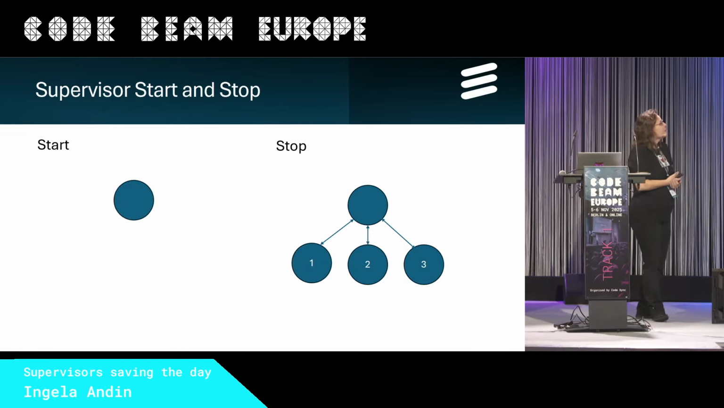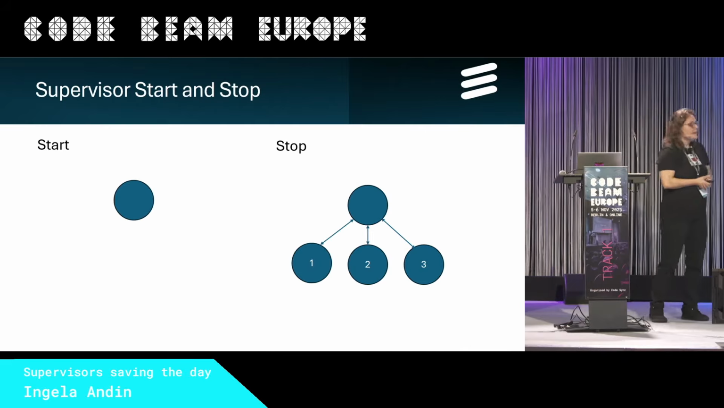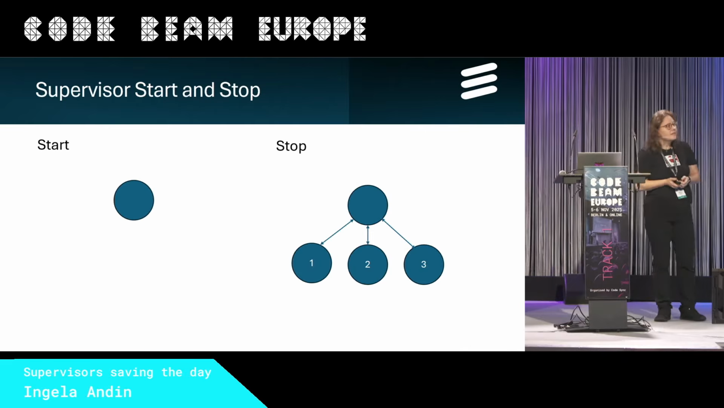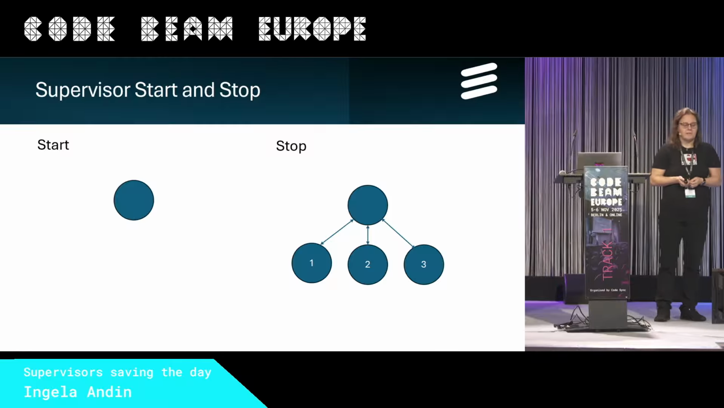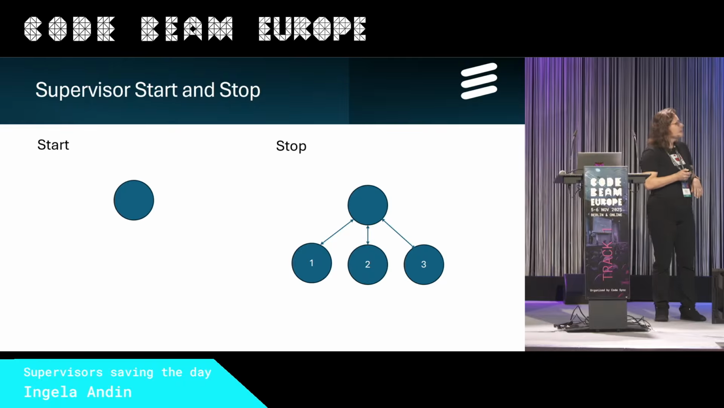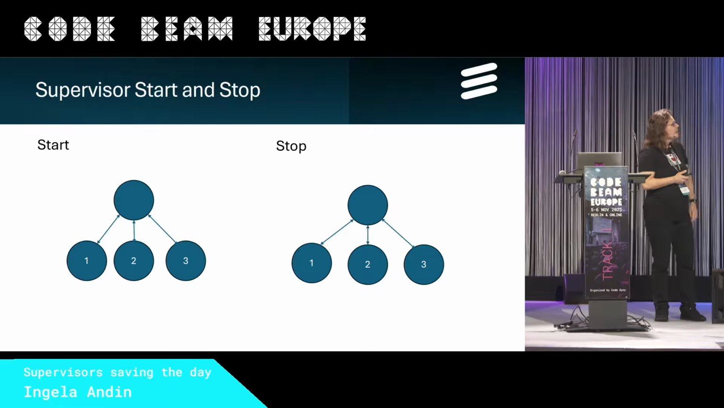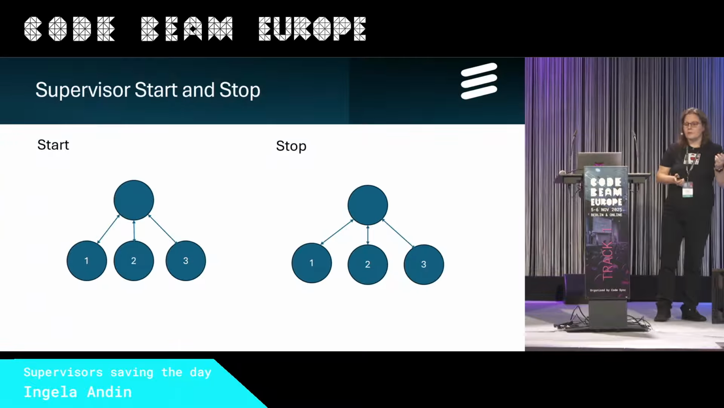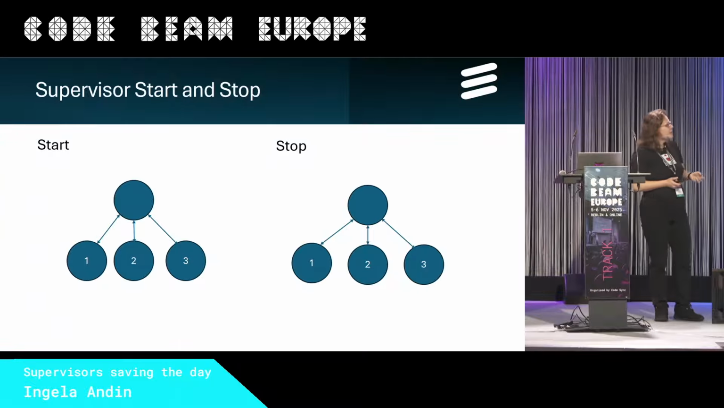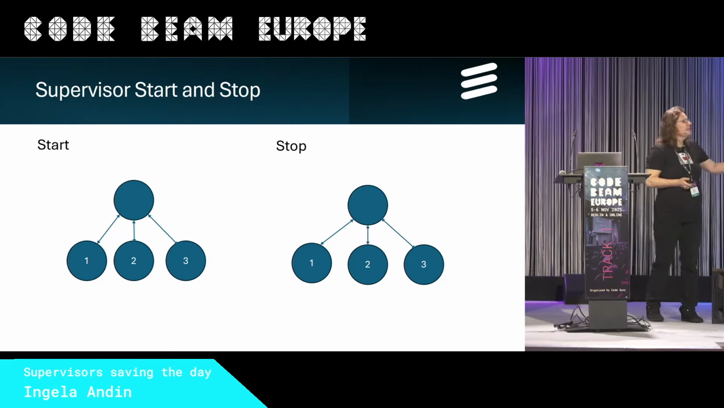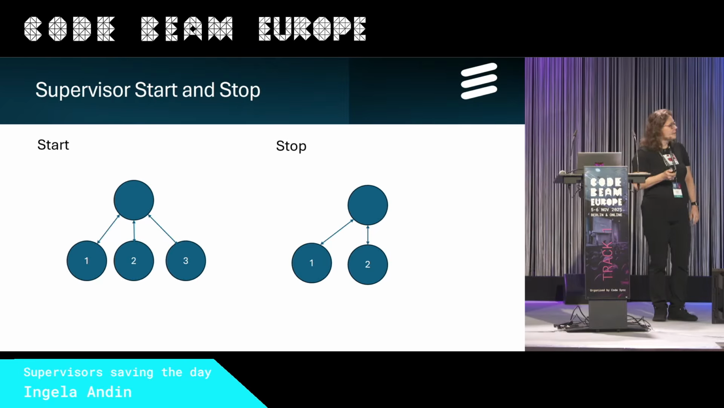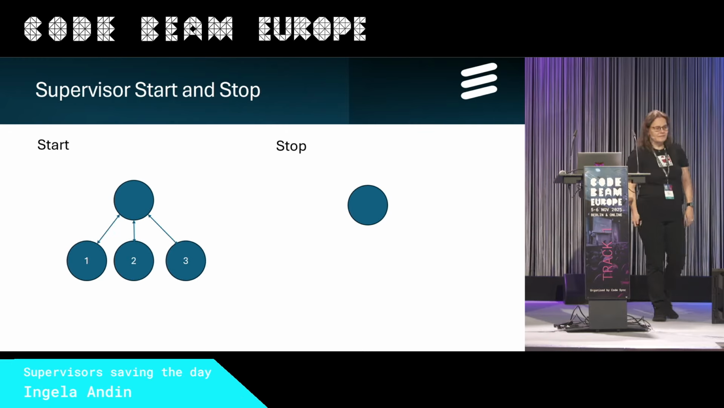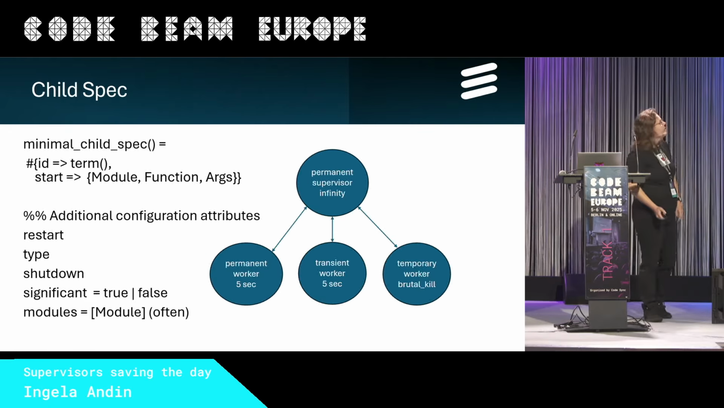So, but let's get back to our supervisors. So supervisors also manage process dependencies. So a supervisor will start its children in a specified way. And when we started process number 2, it is a guarantee that process number 1 has run its init code. And if a supervisor stops its children, it will stop them in the reverse order.